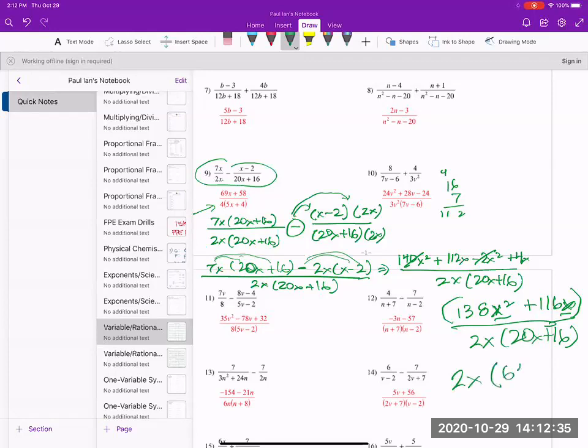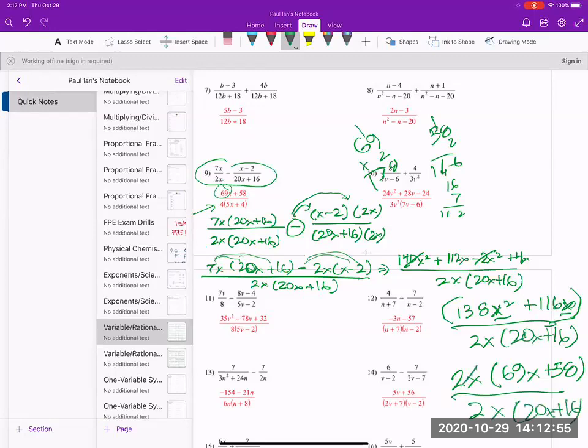I think you actually get this guy, the one that I have here. 69 times 2, yeah. And then 58 times 2 is 116. Yep, I think that's what they did, plus 58. And it's 2x, 20x plus 16. So that cancels out, right?